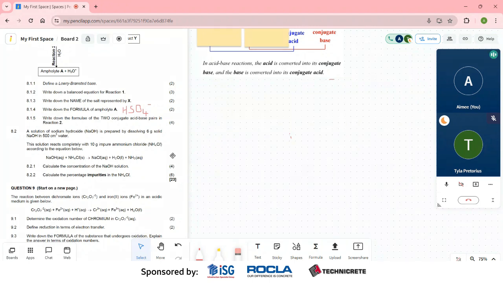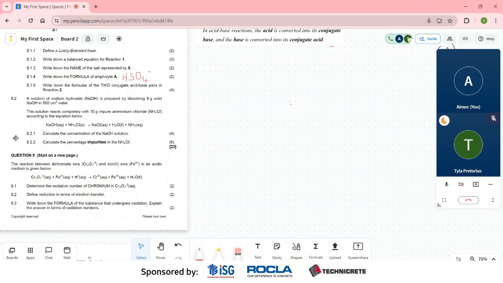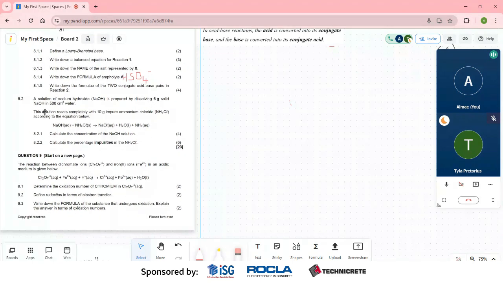Now we move on to 8.2. Okay, so 8.2 says a solution of sodium hydroxide is prepared by dissolving 6 grams of solid NaOH in 500 centimeters cubed of water. The solution reacts completely with 10 grams of impure ammonium chloride, according to the equation below. I don't see any balancing numbers, so we need to check that it's balanced.